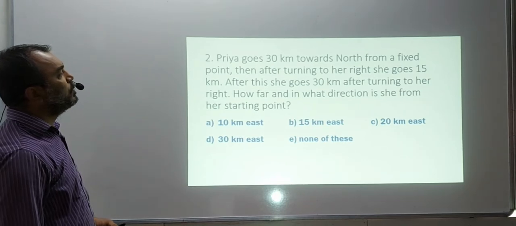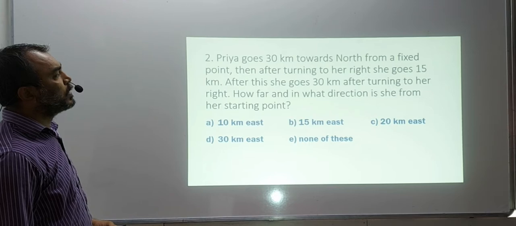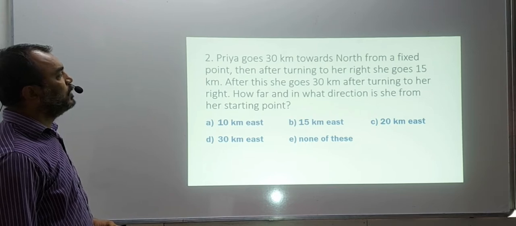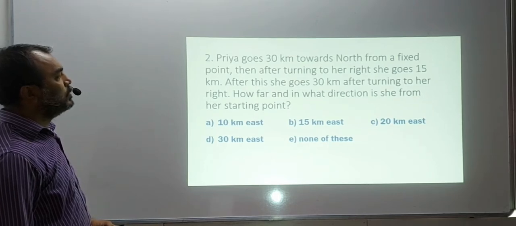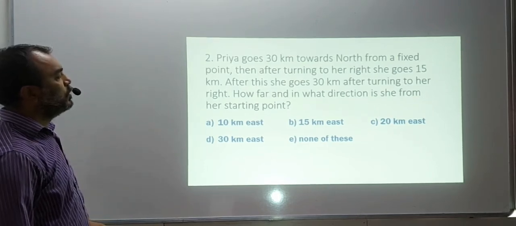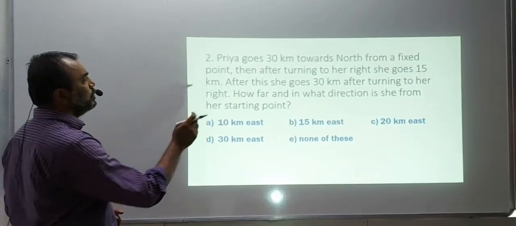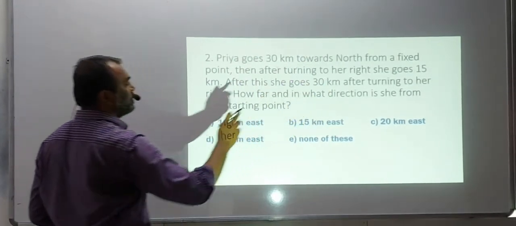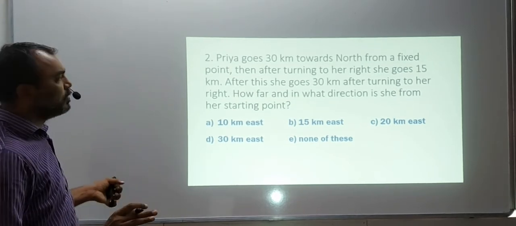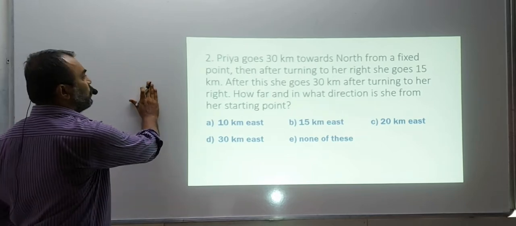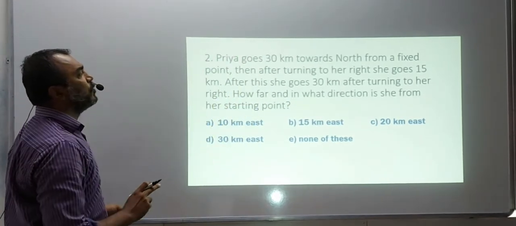So now you can draw your rough chart and start with the sum. Priya goes 30 kilometers towards north from a fixed point. Then after turning to her right, she goes 50 kilometers. After this, she goes 30 kilometers after turning to her right. So if you have followed, now what you need to do here, you see secondly, 30 kilometers, 15, 30. So for the sense of judgment, we do not have any units here. Yes, we are not taking any units. We are doing a rough figure, but you can see 30, 15, 30. 15 is the half of 30.